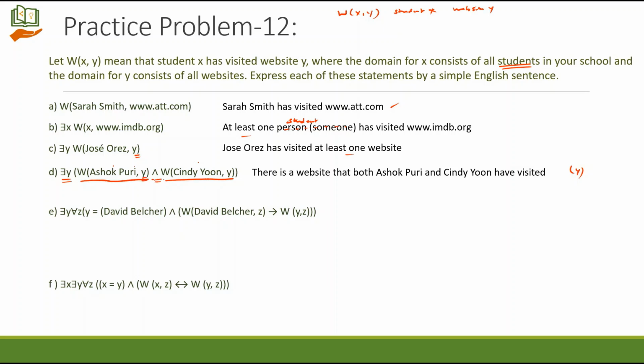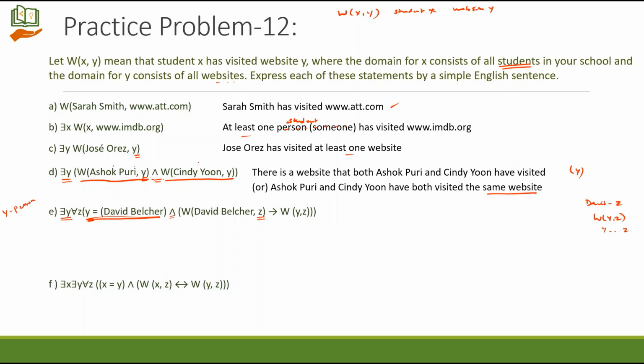Or we can tell it in other form. Ashok and Cindy have both visited the same website. Both the statements are giving the same meaning only. Now let's get into E. So let's take Y is equal to David Belcher and W of David Belcher, comma Z. So David Belcher has visited website Z. In this context, W of Y, comma Z will say there is a person Y who has visited website Z. So here Y is actually referring to the person who is visiting the website. Z is nothing but the website, we can say.